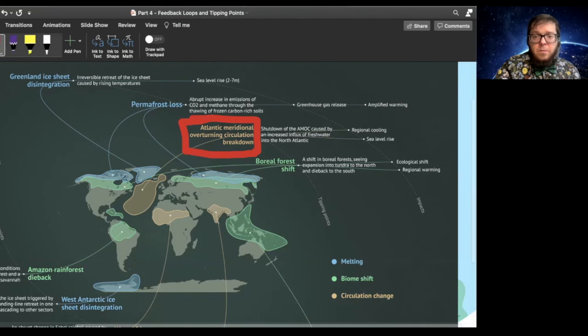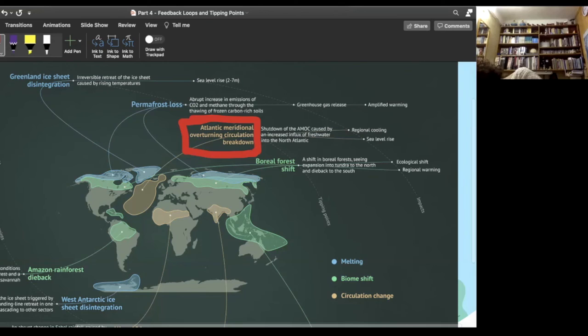If the AMOC shuts down, remember this is one dynamic equilibrium, right? This is like the bathtub that's got inflow matching the outflow. If this goes to a different equilibrium state where the circulation just shuts off, then Europe is going to get a whole lot colder. And that would be very, very bad for a number of reasons.